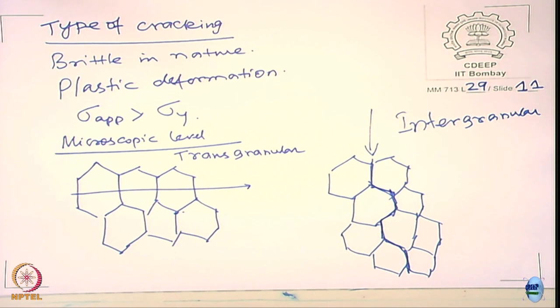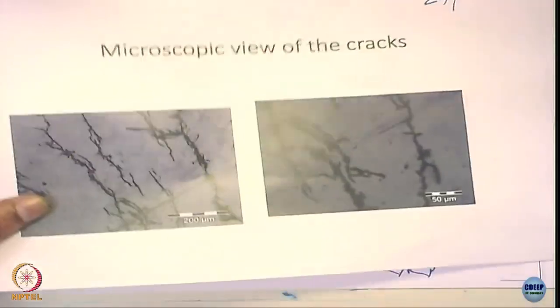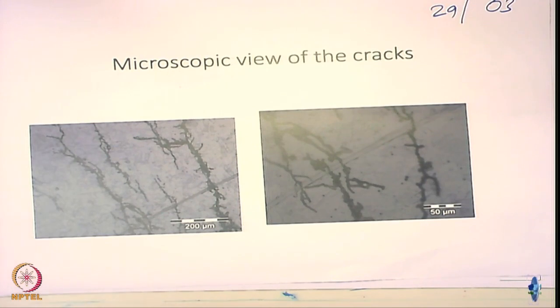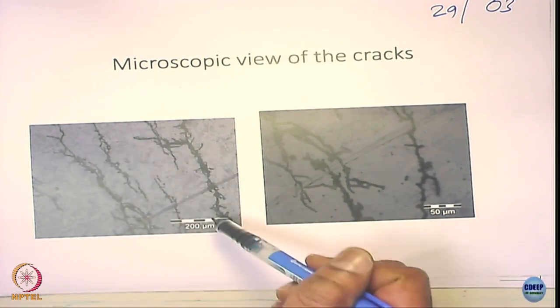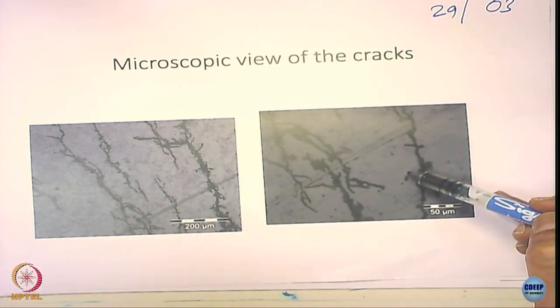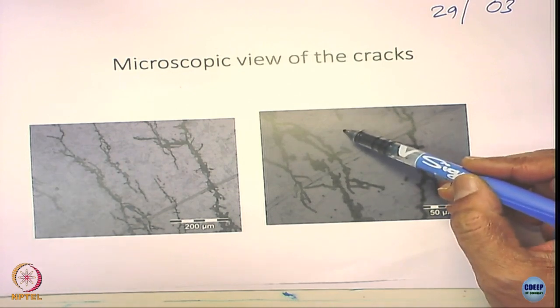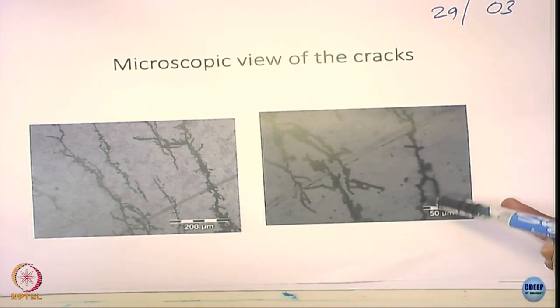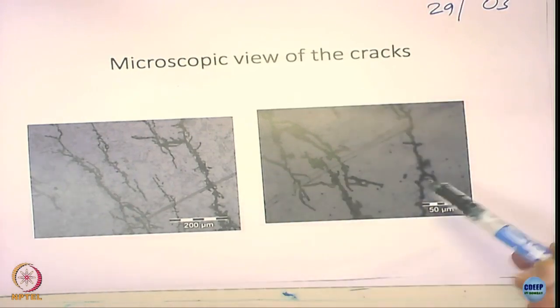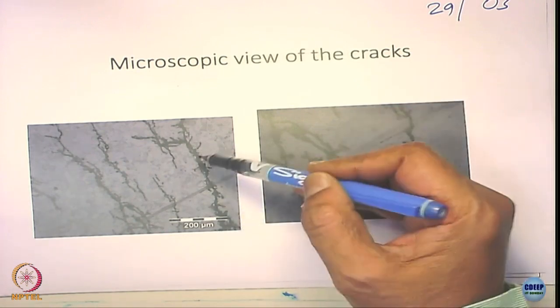I will go back to some slides which I have shown you before, so that you get clarity in terms of what is meant by transgranular cracks and intergranular cracks. This is at a higher magnification, and this is at a lower magnification. Now, I hope you were able to see the grains here. Look at this, the crack grows straight and cuts across all the grains. So, it is a transgranular crack.